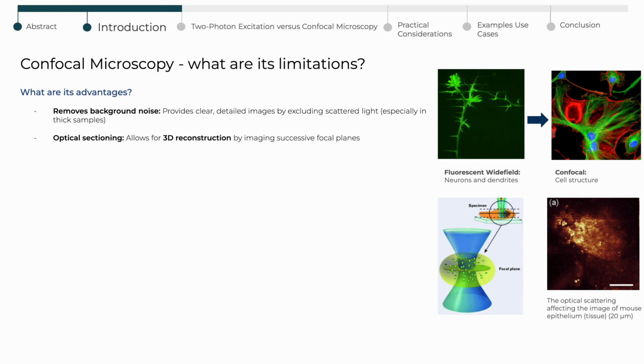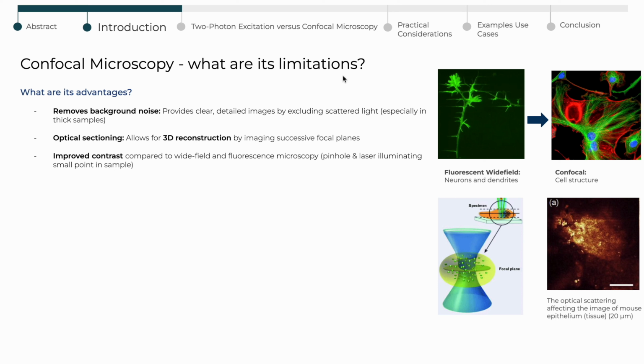Next, we can also allow for optical sectioning, which allows for 3D reconstruction by imaging all the successive focal planes and then stacking them together into an image. And then we also again achieve improved contrast compared to wide field, bright field, and fluorescent wide field microscopy because of the use of the pinhole and the laser illuminating just one small point in the sample.